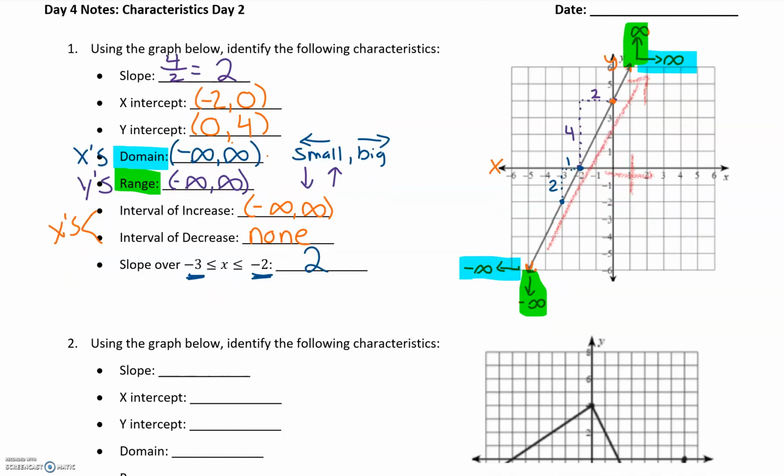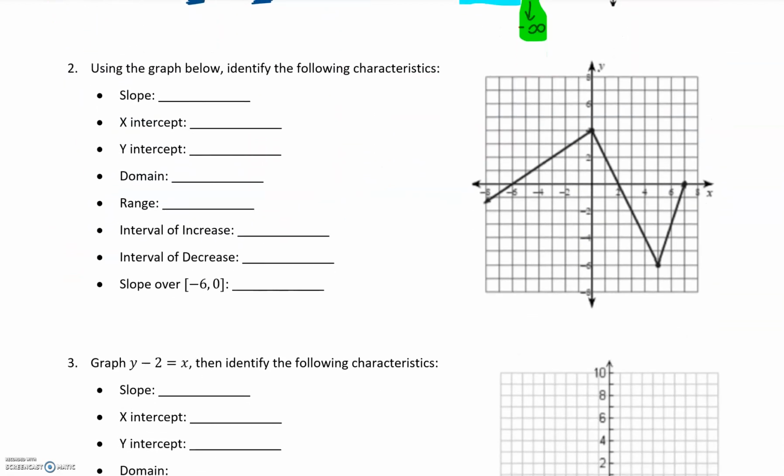All right, so let's look at number 2. You should already have this done. I'm going to start, let's cross off this slope because there are actually 3 different slopes to this graph, and that one's not a specific piece of information. So our slope is not always the same. It's not constant here. Okay, so let's do our x-intercepts.